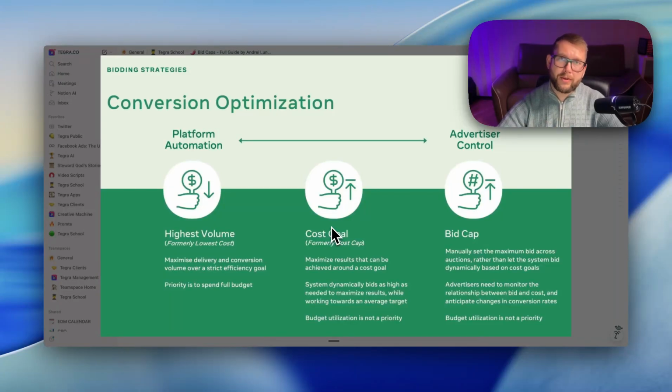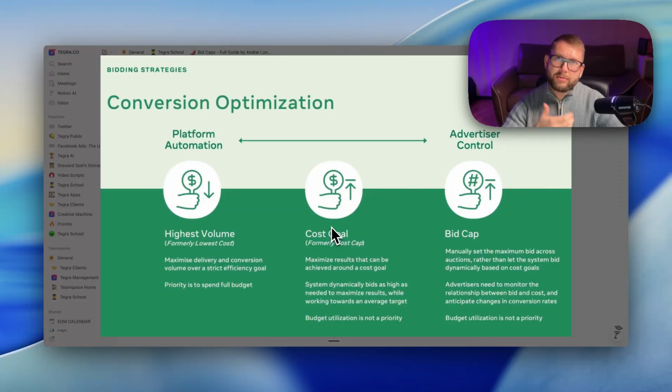The difference between bid caps, cost caps, and highest volume, which is the automatic bidding. Many media buyers confuse cost caps and bid caps and treat cost caps as a lighter, less strict version of the bid caps, but it's not.